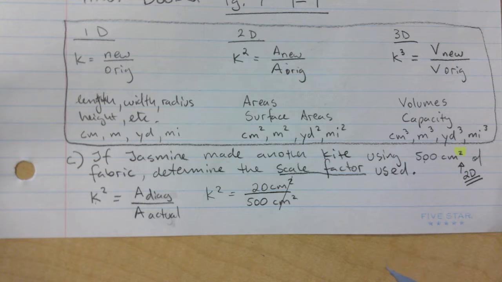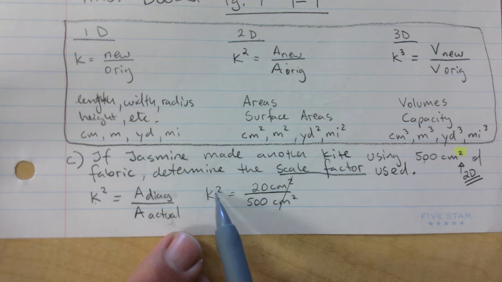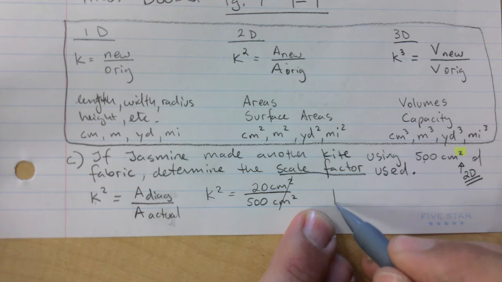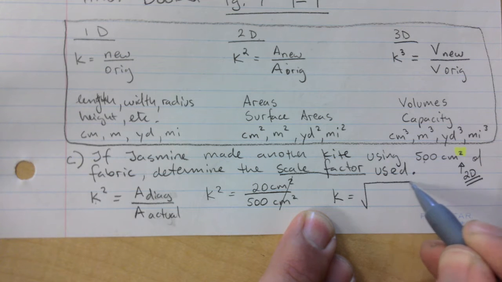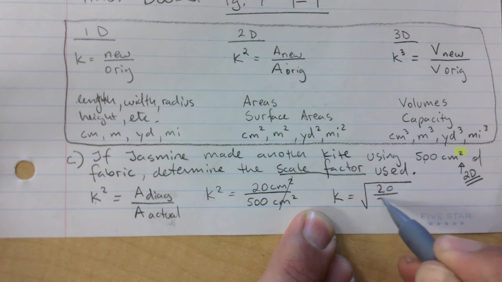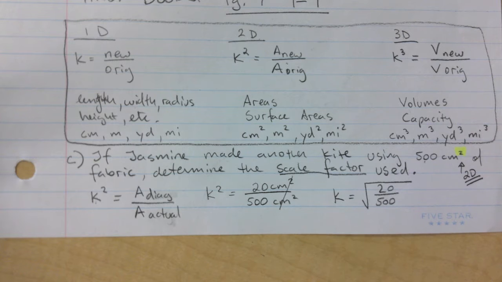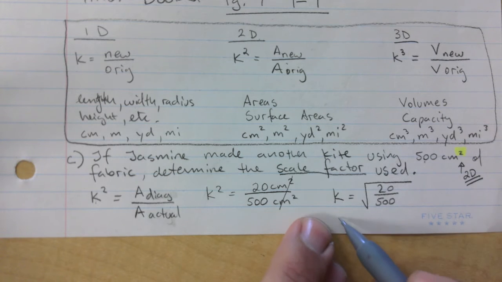And what are you going to do now? What's the problem here? It's k squared, right? So to get k, what are we going to have to do with the other side? Square root, that's right. Just like Pythagorean theorem, right? If you have a squared side there, you need to take the square root.